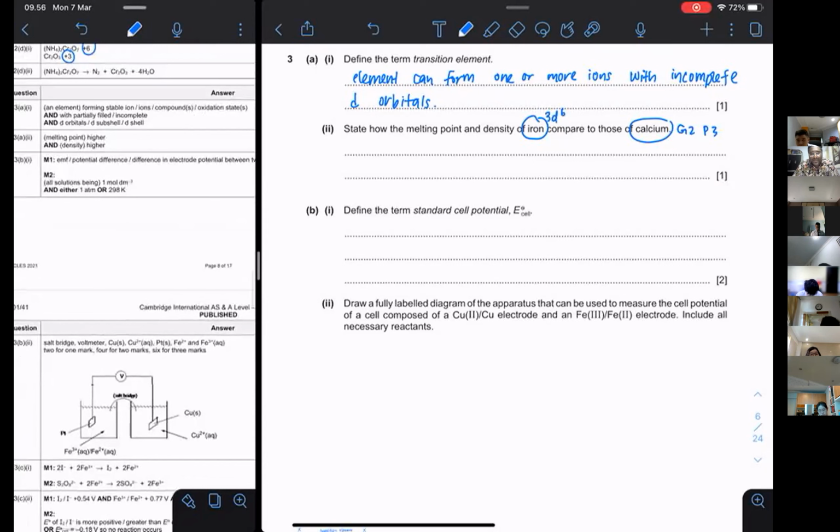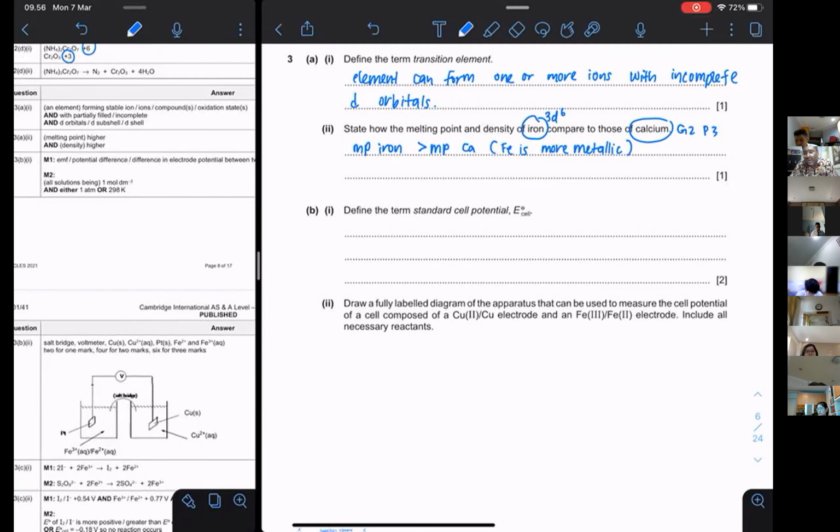So if the metallic property is increasing, your melting point is supposed to be higher. So the melting point of iron is going to be higher than the melting point of calcium. The reason is that iron is more metallic, because it goes more towards the right.